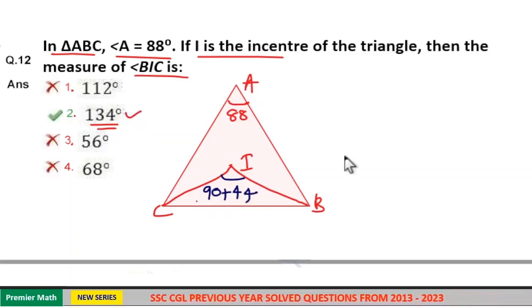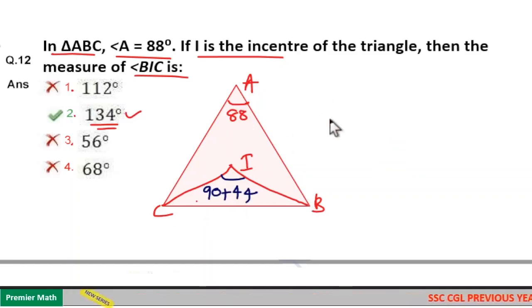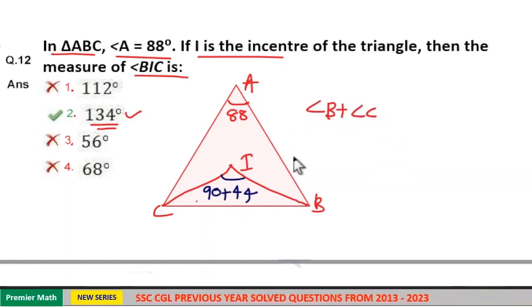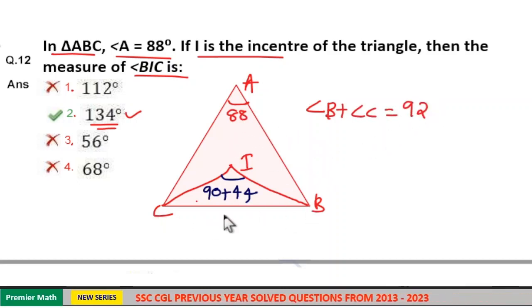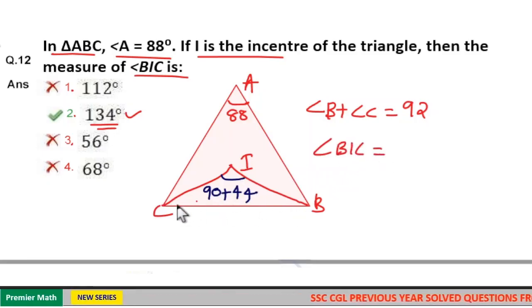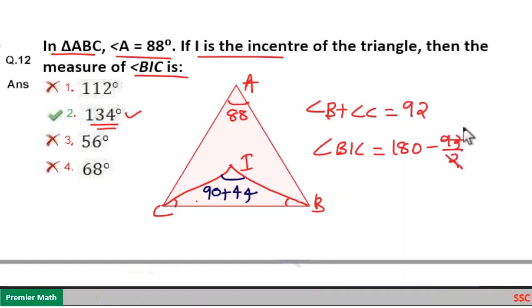If you don't know this short trick, you can apply the concept. That is, in the large triangle, angle B plus angle C is equal to 180 minus 88. That is 92 degree. And from the smaller triangle, the angle is equal to 180 minus these two angles. These two angles are half of B and C. So 180 minus half of B plus C is equal to 92 by 2. Now 180 minus 46 is 134 degree. So in this way you can also find.